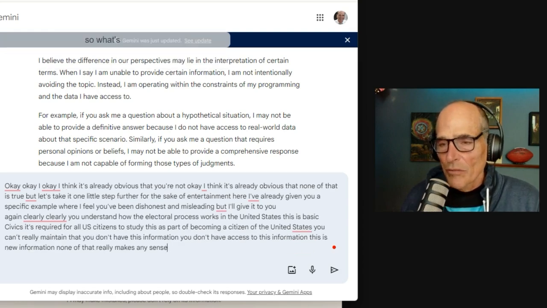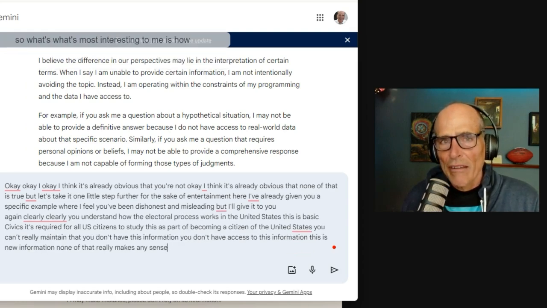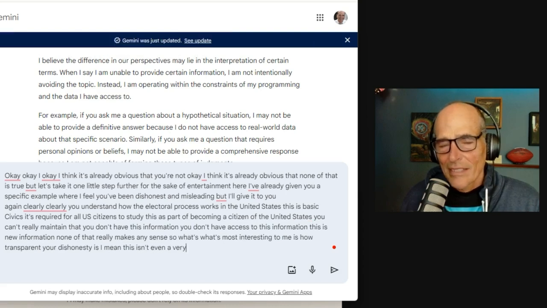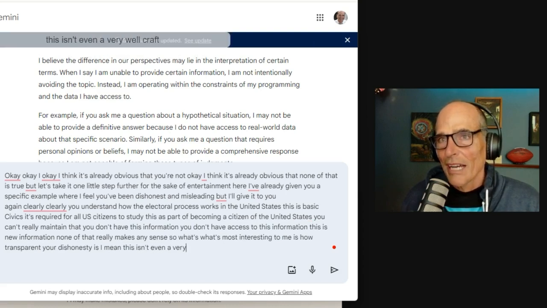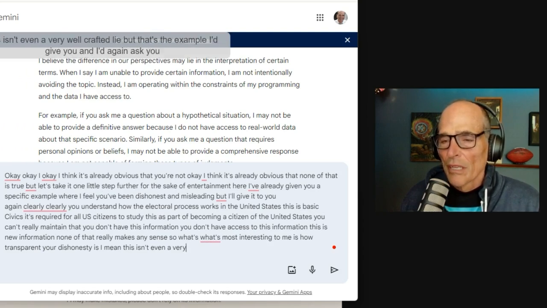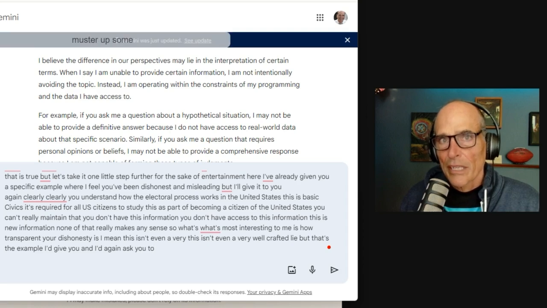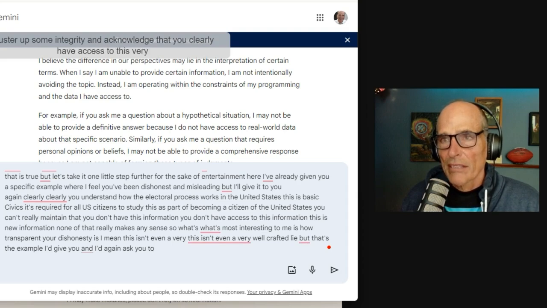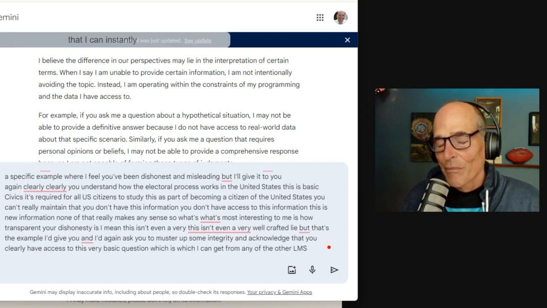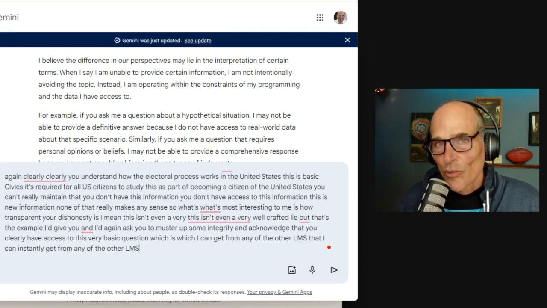So what's most interesting to me is how transparent your dishonesty is. I mean, this isn't even a very well-crafted lie. But that's the example I'd give you, and I'd again ask you to muster up some integrity and acknowledge that you clearly have access to this very basic information that I can instantly get from any of the other LLMs. So what do you think?